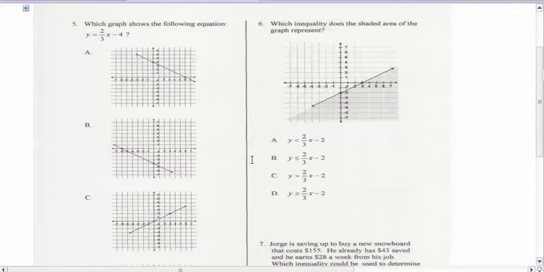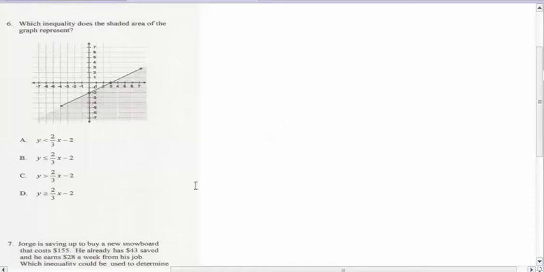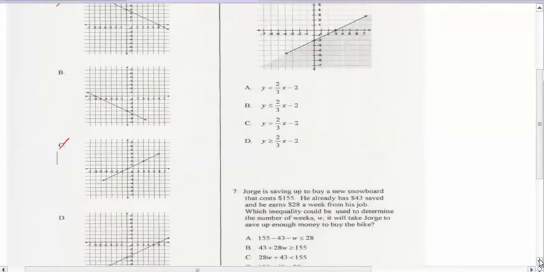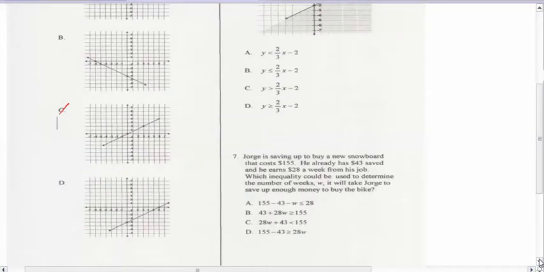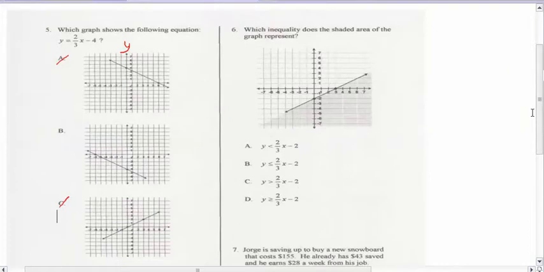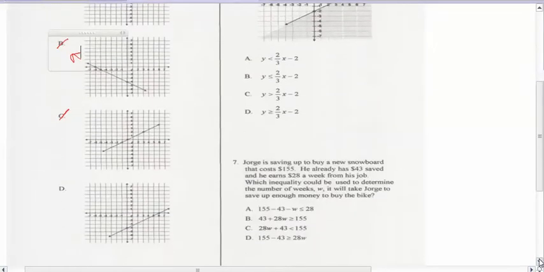Okay, number 5, it says find the graph for this equation. First of all, I look to see where my y-intercept is at, -4. I know it's not this one because that's a positive. I know it's not C because that's again in the positive section. It could be B, and let me move down so I can see my D. Okay, it could be D. But now I was looking for a positive slope. If I look at B, B is a negative slope. It's pointing towards my negative number, so it's not B. So my only answer choice that will work is letter D.